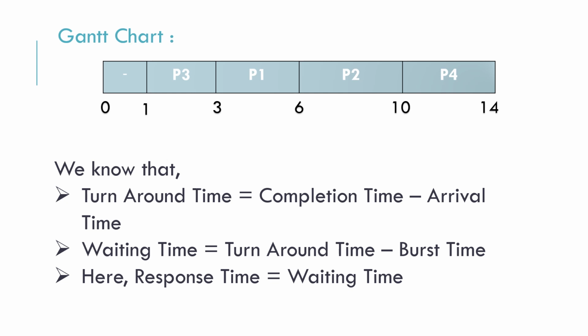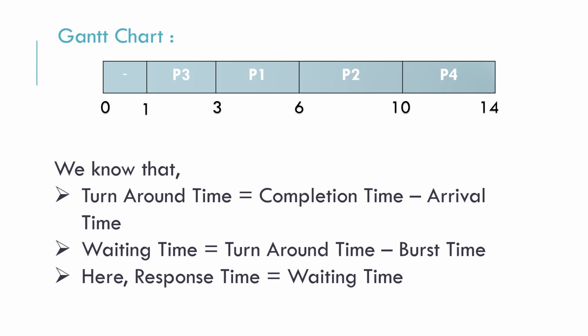As it is a non-preemptive algorithm, until it finishes its execution, process P3 is not terminated. Next, P1 is already in the queue and P2 arrived at 2 milliseconds. Now, comparing the burst times of P1 and P2, the burst time of P1 is less than the burst time of P2. Therefore, P1 executes and its completion time will be 6 milliseconds.